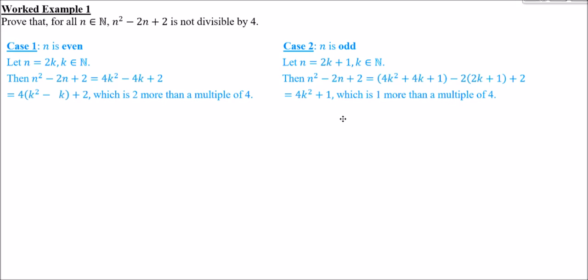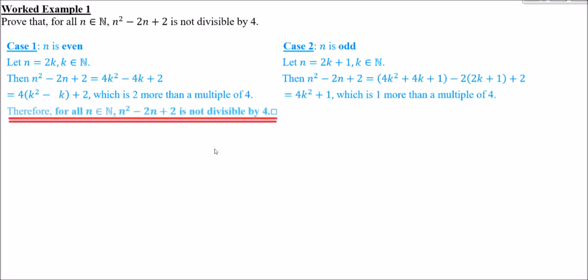So to keep it as short as possible, just conclude with one simple sentence now, saying therefore, for all natural numbers, n squared minus 2n plus 2 is not divisible by 4. And if you notice again, in your concluding statement, you're almost repeating the actual question back to the examiner. So it goes full circle.